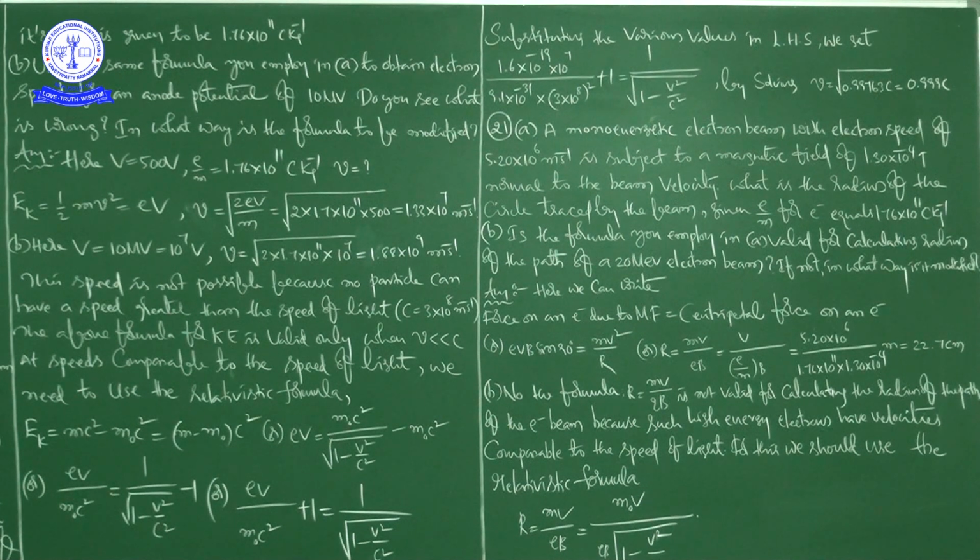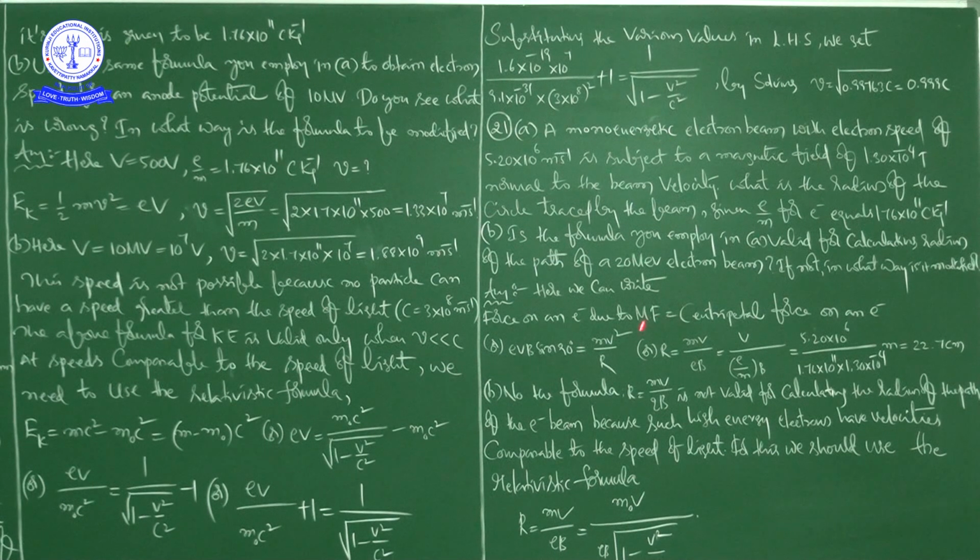Given e by m for electron equals 1.76 into 10 to the power of 11 coulomb per kg. Right? It is a constant value, but anyhow they have given. So once you look at the problem, that is 21. First, a monoenergetic electron beam with the electron speed of 5.2 into 10 to the power of 6 meter per second is subject to a magnetic field of this value, 1.30 into 10 to the power of minus 4 Tesla. Normal means theta is equal to 90 degrees to the beam velocity. Full stop. What is the radius of the circle traced by the beam? Given e by m for electron equals 1.76 into 10 to the power of 11 coulomb per kg.